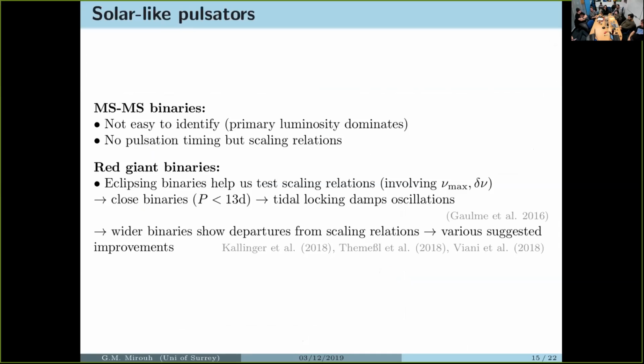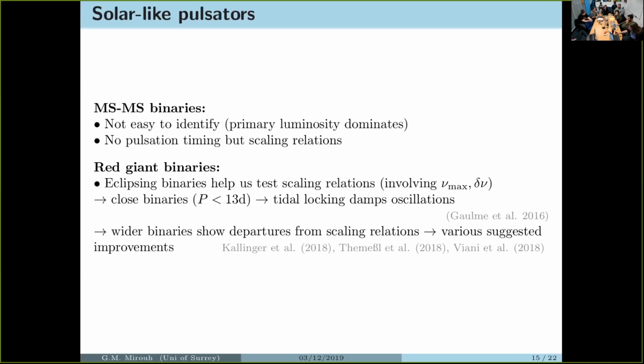So, for solar-like pulsators in binaries, if you consider two main sequence solar-like pulsators in a binary, it's quite tricky. They're not easy to identify from the PB method, simply because as soon as the mass ratio is not close to one, one of the two stars is going to dominate, and you're going to measure only that star's pulsations, and you're completely going to screen the other star's pulsations. When I say not close to 1, even 0.9 is already too little of a mass ratio to find PB2 stars.